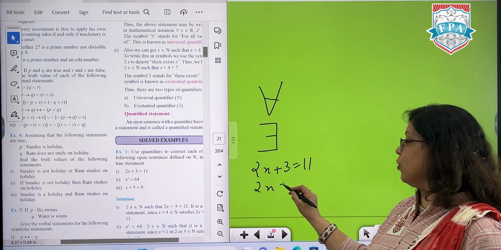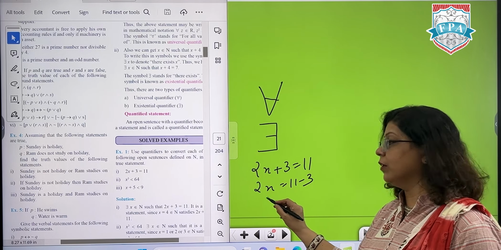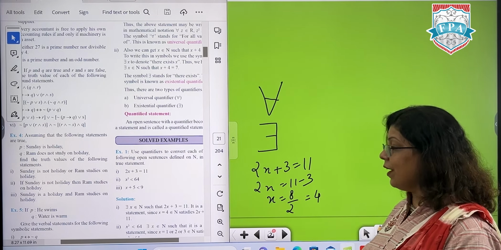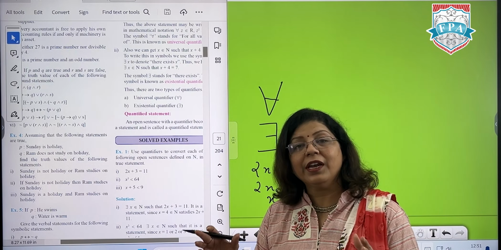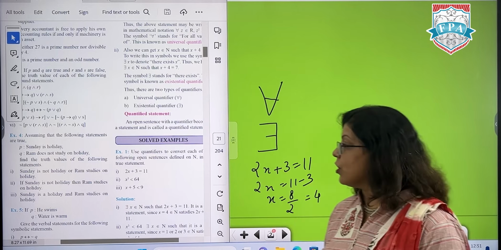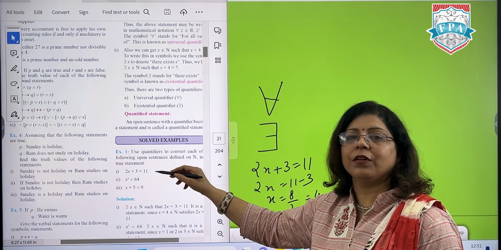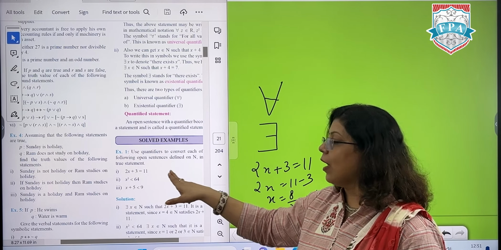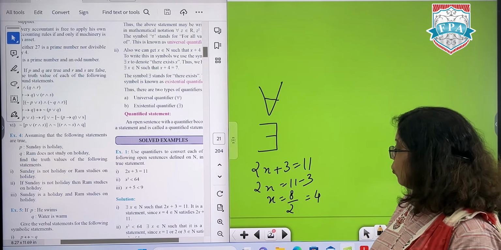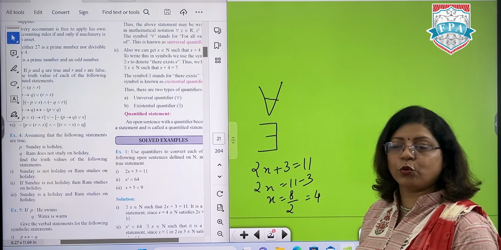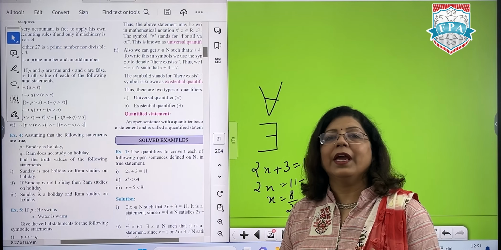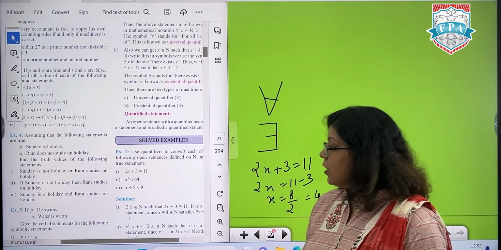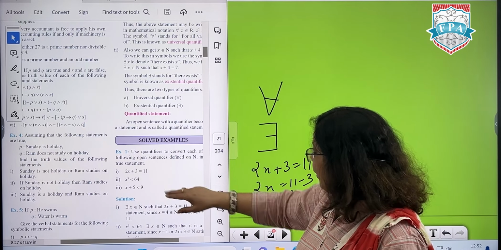So 2x is equal to 11 minus 3, x is equal to 8 by 2, which is 4. So there exists a value 4 in natural numbers which is making this statement, a particular logical statement, have a truth value. So if they have given the value of x as 4, the truth value will be true. Any other value, the truth value will become false. So these were the uses of quantifiers over there.